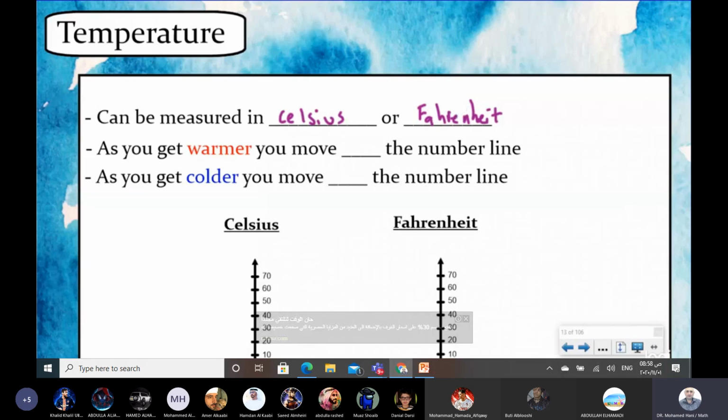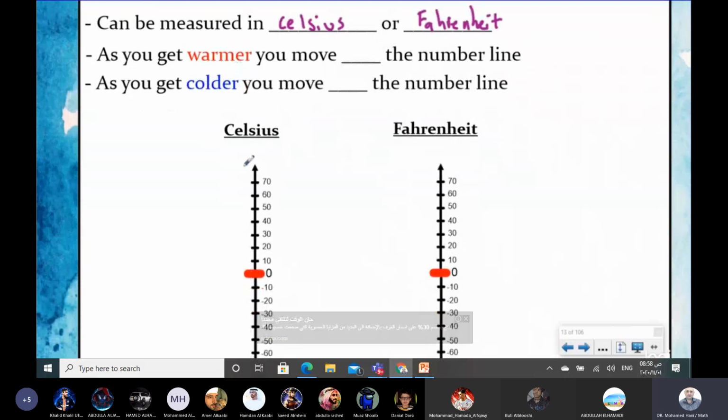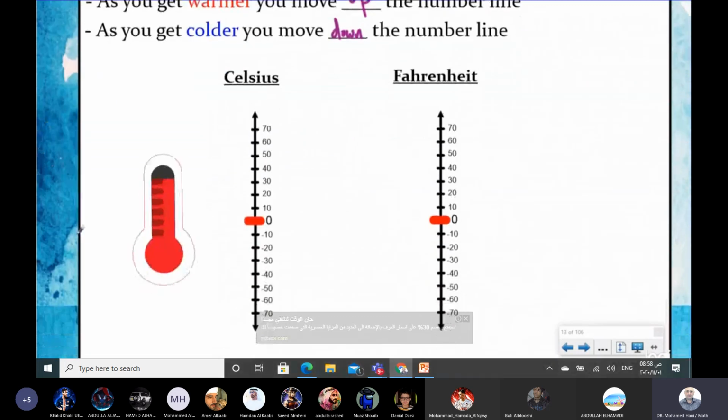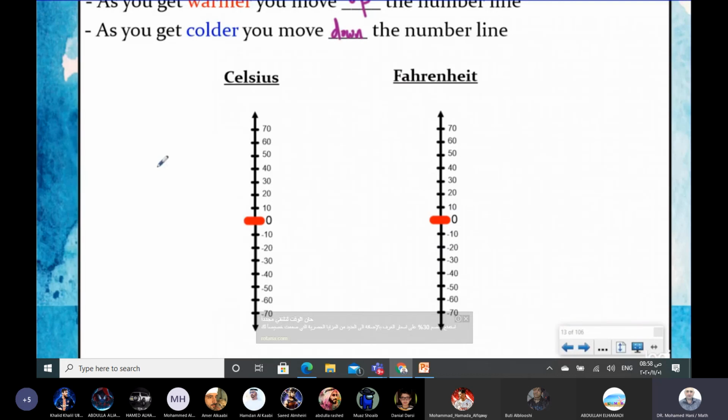Now, here are the key things about how the number lines work for temperature. As you get warmer, you move up the number line, right? And as you move colder, you move down the number line. And I like to use a vertical number line for these because it looks like the thermometer, right? And you also have the medical thermometer that might be digital that you can see right here. But typically when you look at thermometers, you're going to see the ones that go up and down. It has the red line of mercury moving up and down. They probably don't make it out of mercury anymore, but that's okay.